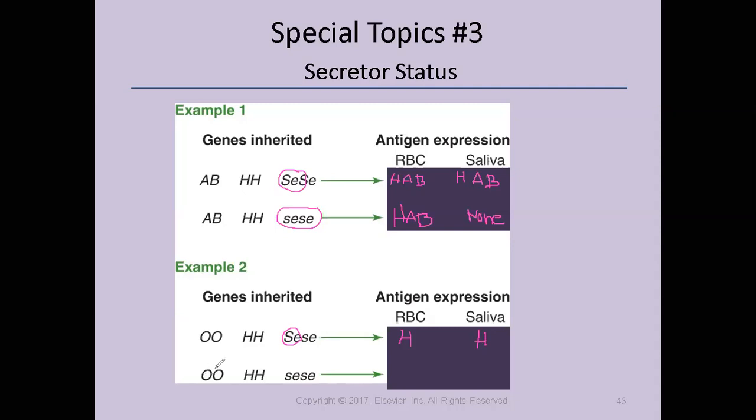Our second example, OO, HH, little se, little se. There's going to be H on the red cells. Will there be H in saliva? No, there will be none. Okay, so I hope that makes sense. Let's go forward to our next slide because I think the next slide has the answers. See if we're right.